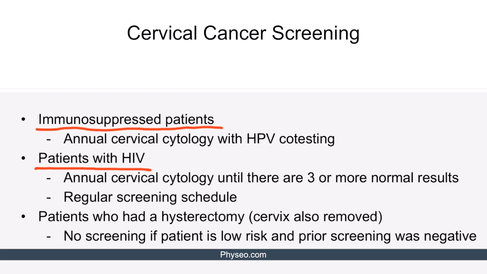And by regular screening schedule, I'm referring to the cervical cancer screening that we had on the previous slide, where you have ages 21 to 29, you just think pap smear every 3 years, and then ages 30 and up to 65, you can default to those as well. So HIV patients who earn normal results 3 times, then you can default to that. Now lastly, for patients who had a hysterectomy, at which time the cervix was also removed, then there's no screening indicated, especially if the patient is low risk and all prior appropriate screening has been negative. And again, that's pretty intuitive. If you remove the cervix, then you're basically removing the risk of cervical cancer.